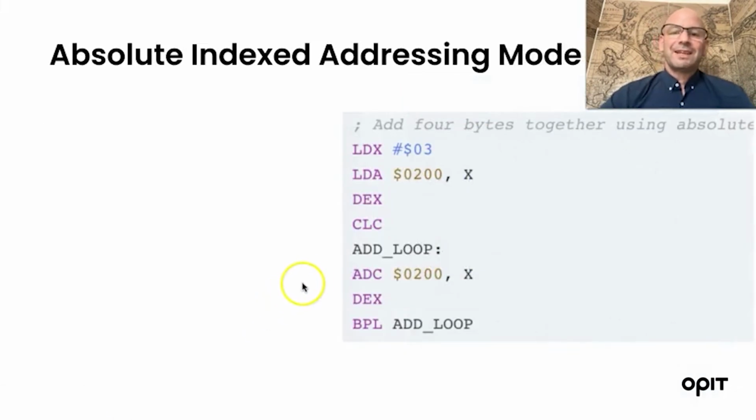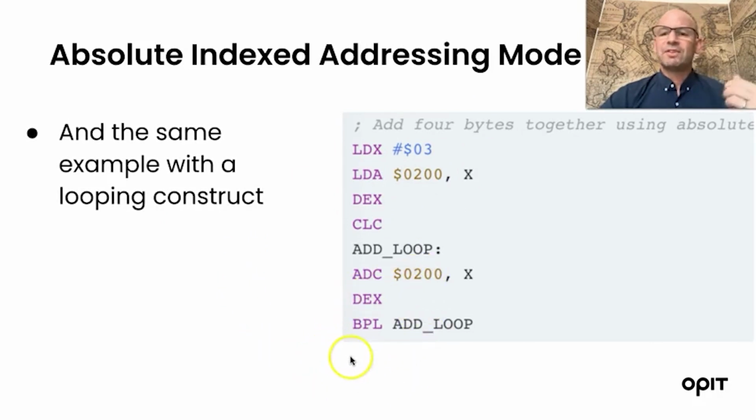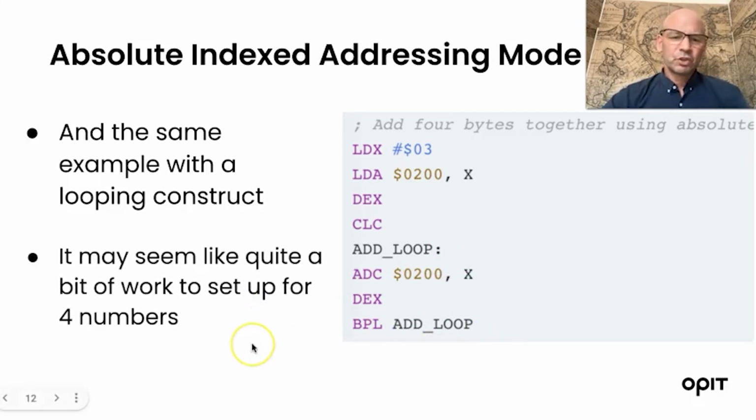So absolute indexed addressing mode. We can add 4 bytes together, and then we can put in a looping construct. The same idea here, but we actually put in a loop in order to be able to add those 4 bytes together. So, the same example with the looping construct. You could see that in the previous example, all those steps were repetitive. So we can put them in a looping construct in order to minimize the code needed to perform that set of operations.